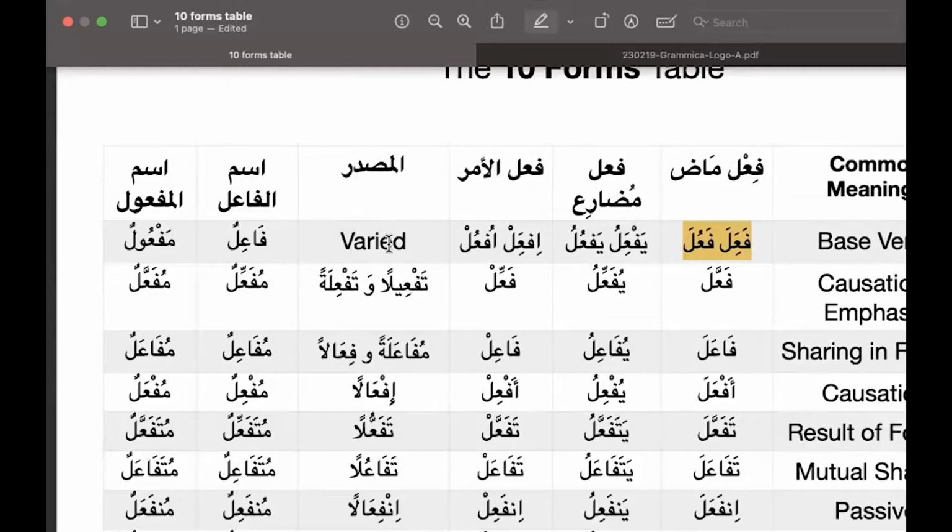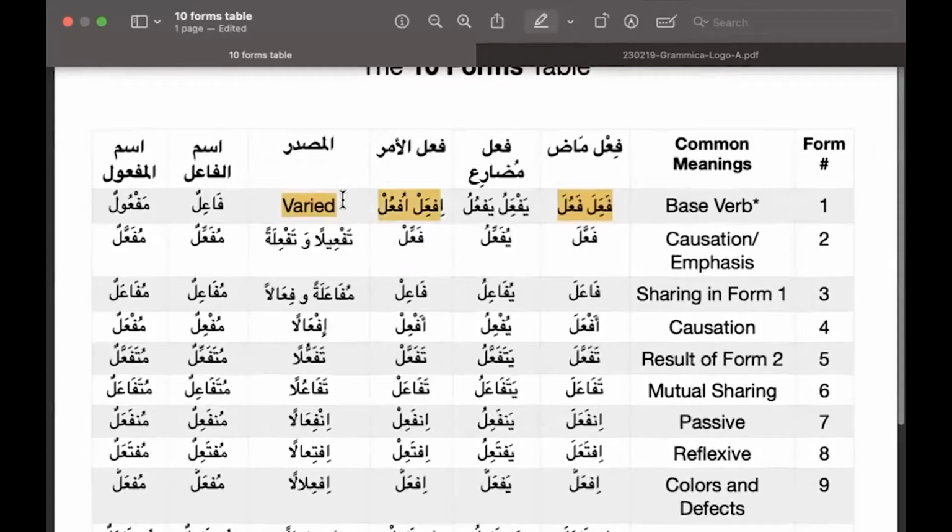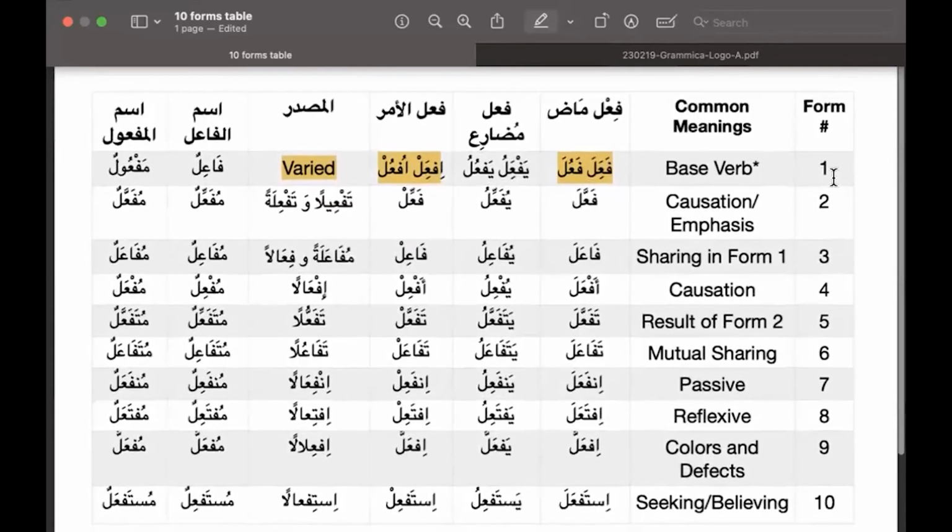So al-masdar. It says here varied for form 1 because the base verb is varied. The masdar is varied, meaning there's no set pattern. You'll note later on that there are set patterns for the higher forms. When I say higher forms, I mean forms 2 through 10. But form 1, the base form, has no set pattern. For example, you say darasa yadrusu dirasatan, jalasa yajlisu julusan, dhahaba yadhabu dhahaban, and daraba yadribu darban. If you notice, these are all different patterns. Dirasatan, fi'ala; julus, fu'ul; dhahab, darb, fa'al.